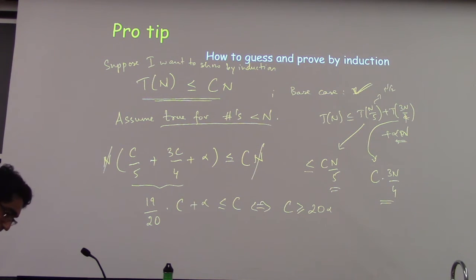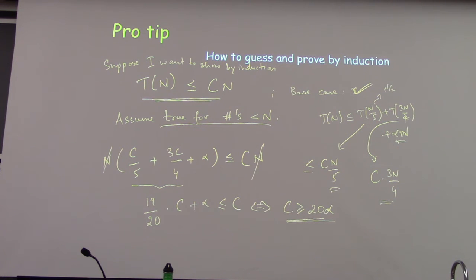So then you will see that C has to be bigger than or equal to 20 alpha. Now you can boldly write an inductive proof where you claim by induction that T of n is smaller than or equal to 20 alpha n, and your proof will nicely work out. So this is how you figure out the details.